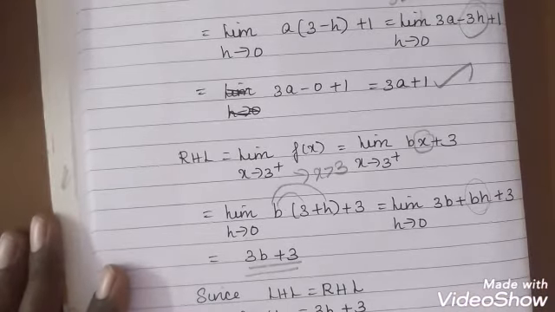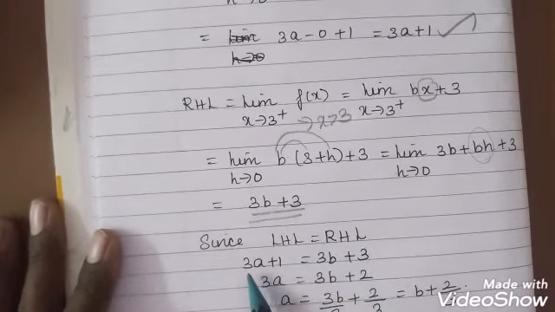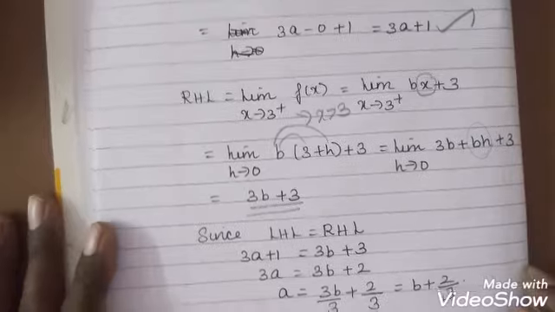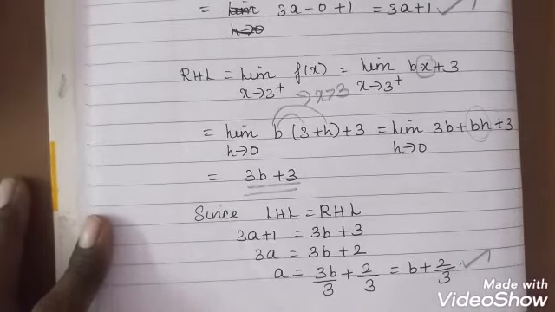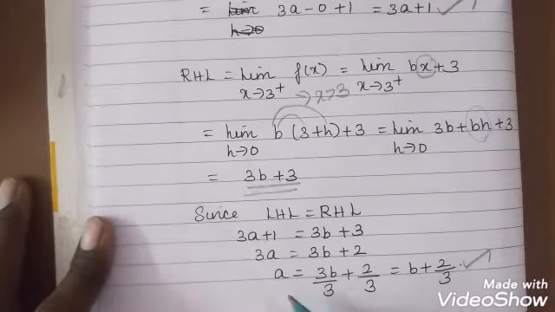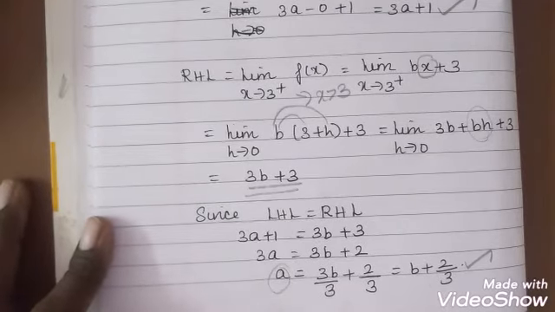Now what is the condition? We all know it is continuous at x equals 3. It means that your left hand limit is equal to the right hand limit. So 3a plus 1 is equal to 3b plus 3. Here if you see, 3a is equal to 3b plus 2. So when you write it, a is equal to 3b divided by 3 plus 2 by 3, which is equal to b plus 2 by 3. The relation between a and b is a equals b plus 2 by 3.